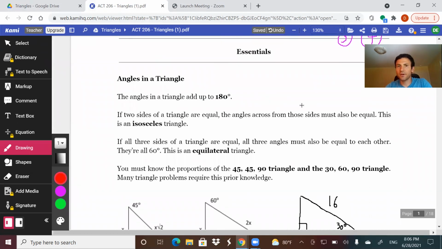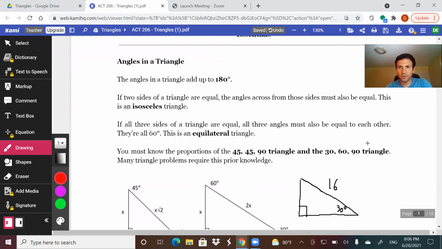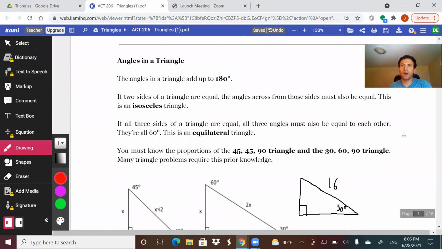So you know that the interior angles of a triangle add up to 180 degrees. If you have an isosceles triangle, that means you have two sides that are equal, which means that you have two angles that are equal. So that's isosceles. Scalene, all three sides and angles are different from one another.